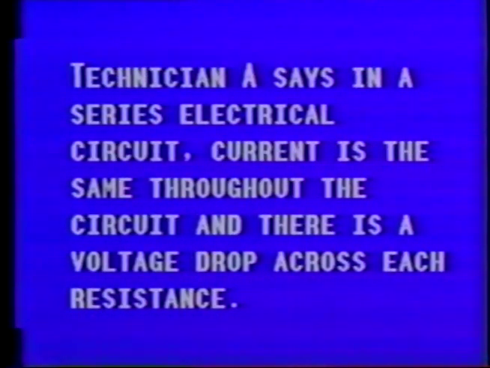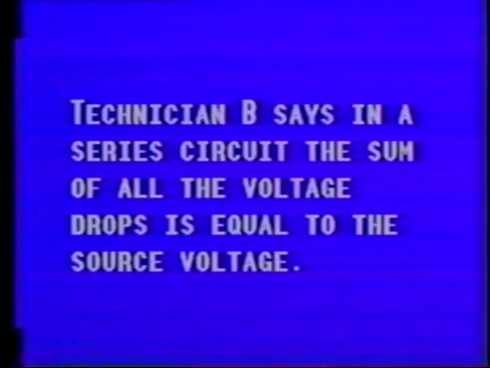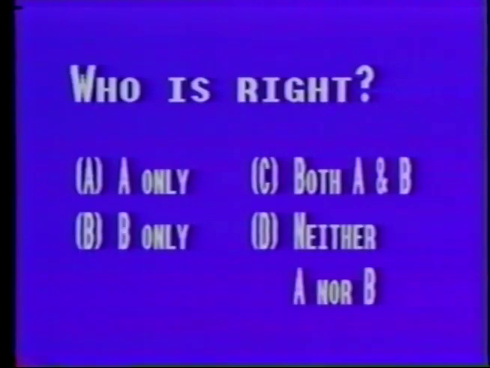Technician A says, in a series electrical circuit, current is the same throughout the circuit, and there's a voltage drop across each resistance. Technician B says, in a series circuit, the sum of all voltage drops is equal to the source voltage. Who's right? A only, B only, C, both A and B, D, neither A nor B.